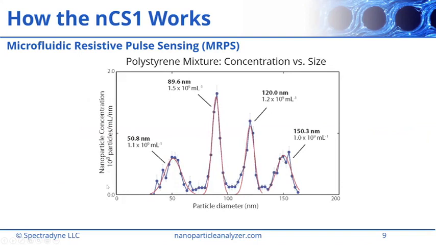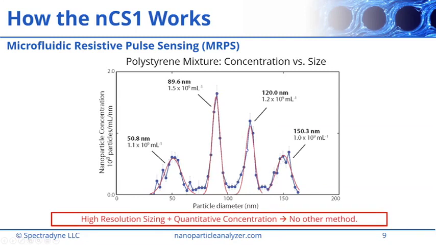So this is what our final data output looks like. This is a plot showing the concentration on the y-axis versus particle diameter on the x-axis. This particular sample was a mixture of polystyrene standards, 50, 90, 120, and 150 nanometers in diameter. You can see that they're all clearly resolved and quantitative. You can measure the concentration over any size range here. This kind of resolution and quantitative concentration is not obtainable by any other method currently.